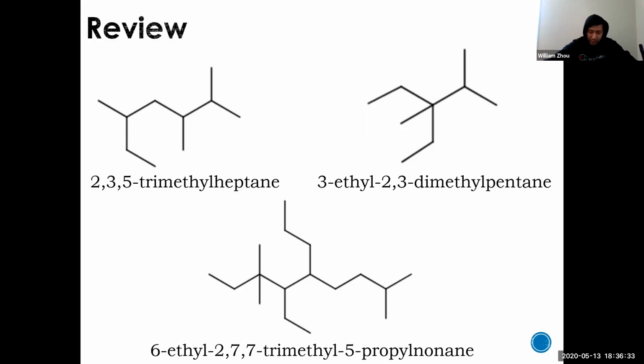Okay, from the right side, you get a 2. If you count from the left side, you get 3,3. 2 is preferred over 3,3. Does that make sense? You must count from the right side. So this is 2,7,7 trimethyl. Okay, I hope you got the same thing.